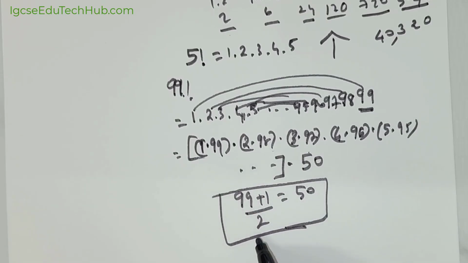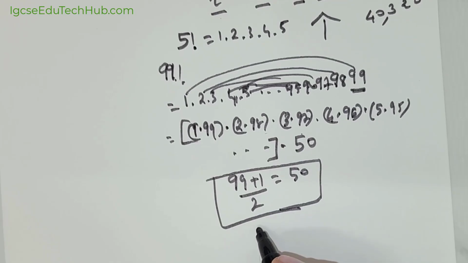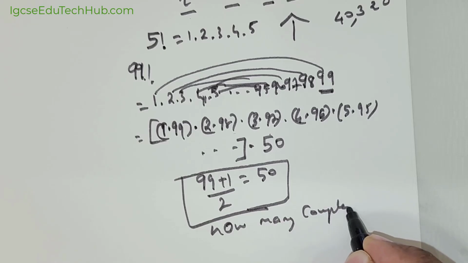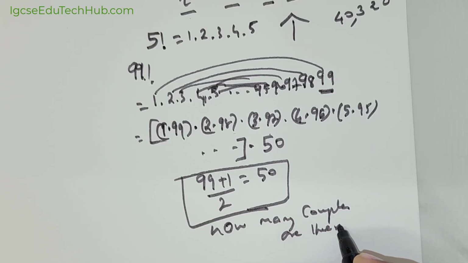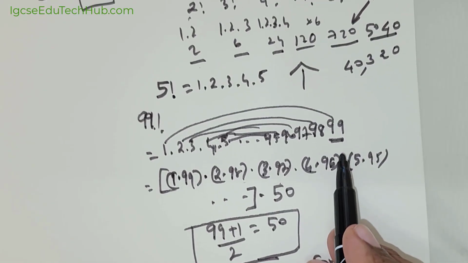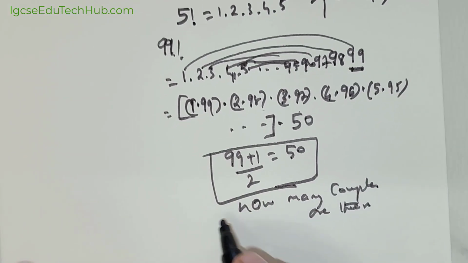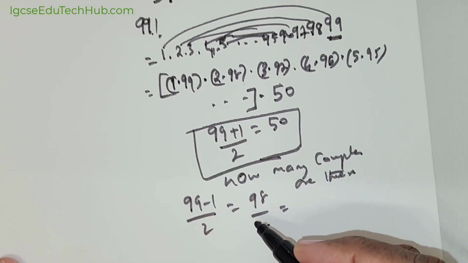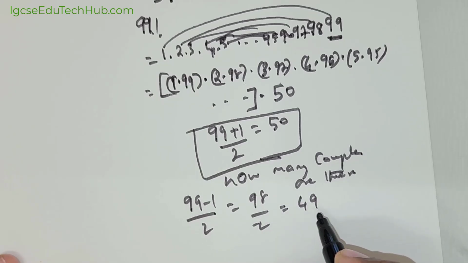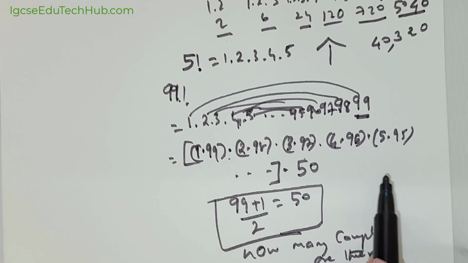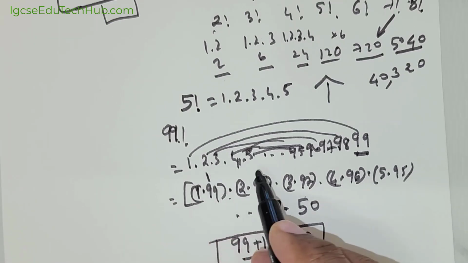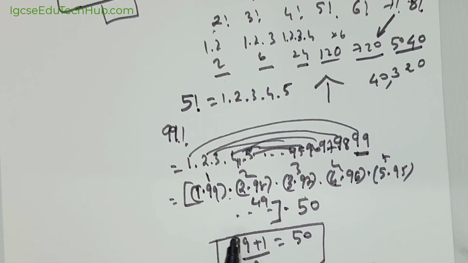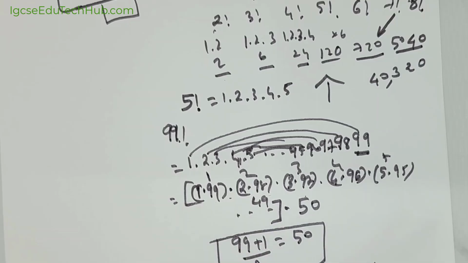My next question is, how many such couples are there? So how do you find that out? What you got to do, you take this number 99. From 99 you subtract 1 and you divide by 2. What do you get? 98 divided by 2. So what is this? 2 4s are 8 and 49. So 49 such couples are available. So this is term 1, term 2, term 3, term 4, term 5, etc. Up to 49 such terms are present.